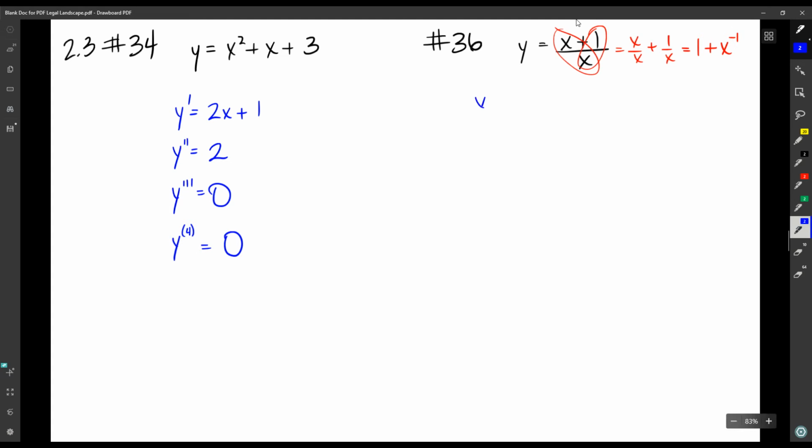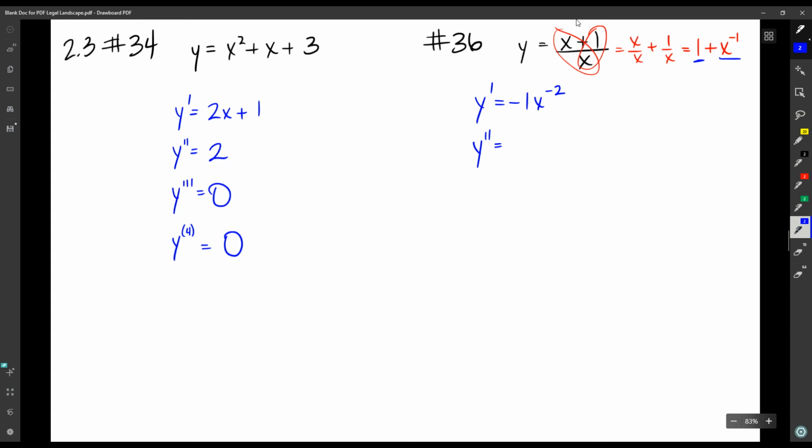Here we go. Y prime, the first derivative, will be negative 1x to the negative second, because we're going to take the derivative of the x, that's 1, and then we're going to use the power rule on x to the negative 1 power. Negative 1 comes to the front as a coefficient. Then we reduce the negative 1 by 1 to get negative 2. Let's go to y double prime.